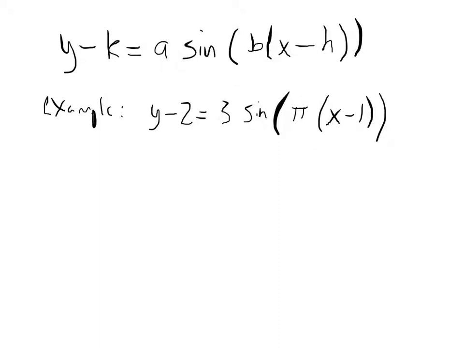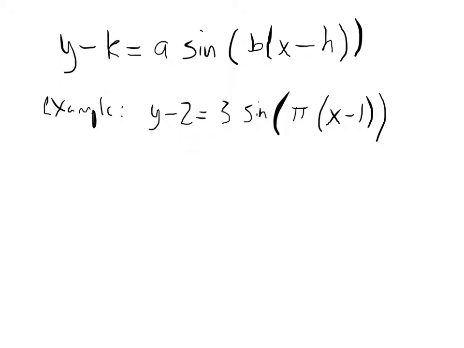So in this section we're going to look at translating and stretching and shrinking of the sine curve, similar to what we did back in chapter 4. For example, a general example is, suppose we've got either a sine or cosine graph in the form of y minus k equals some constant a times sine of quantity b x minus h. An example might be y minus 2 equals 3 sine of pi times x minus 1.